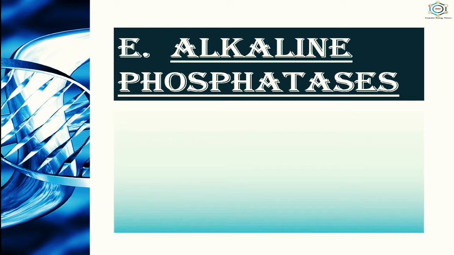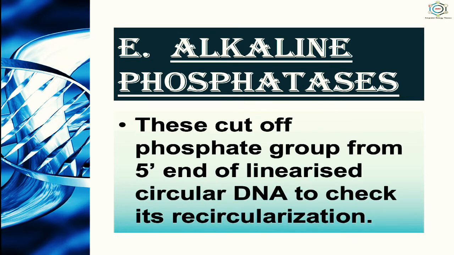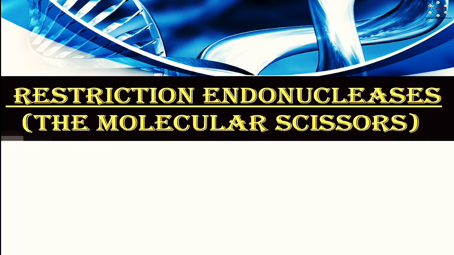Now, the last, fifth enzyme is alkaline phosphatases. What is the role of alkaline phosphatases in recombinant DNA technology? These cut off the phosphate group from the 5' end of the linearized circular DNA to prevent its recircularization. So, this is the role of alkaline phosphatases and all the enzymes. Now, the main enzyme, which is restriction endonuclease, is also known as the molecular scissor.